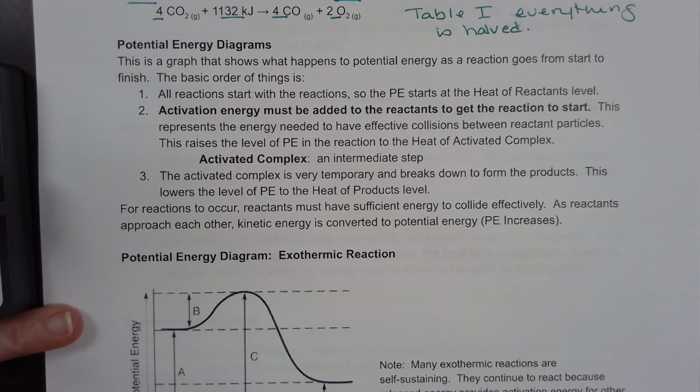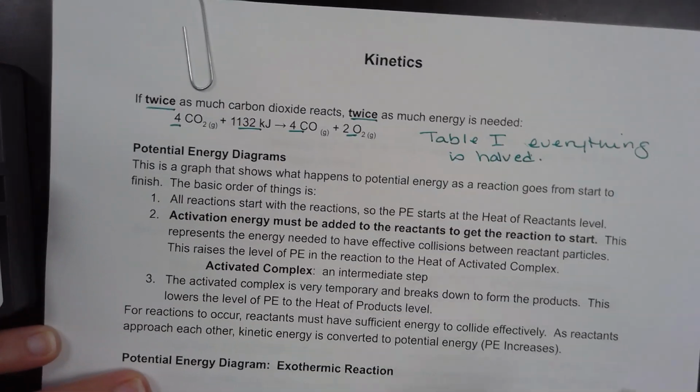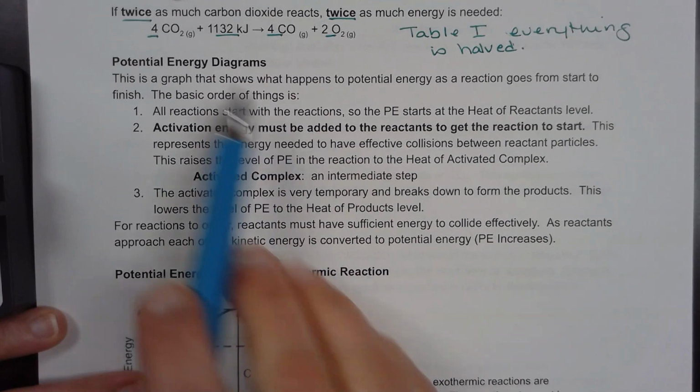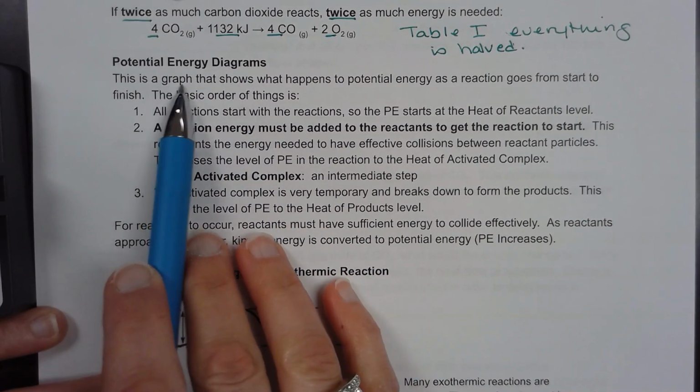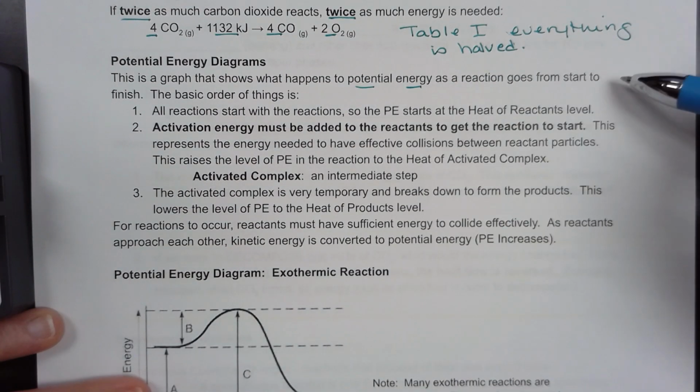Okay, our potential energy diagrams, page 4 of our kinetics note packet. You'll notice that we're still in the kinetics unit right up here. Potential energy diagrams are exactly that. It is a diagram. We're going to use a graph that shows what happens to the potential energy as a reaction goes from start to finish.